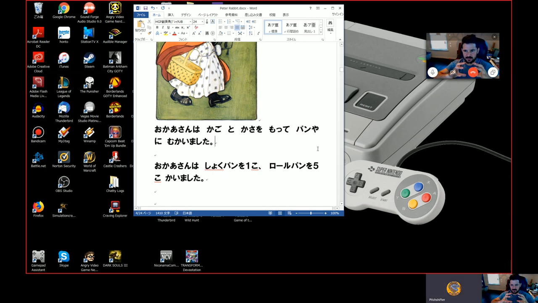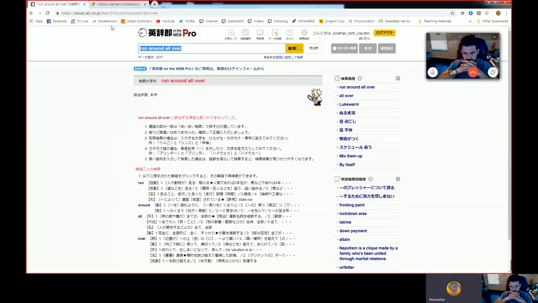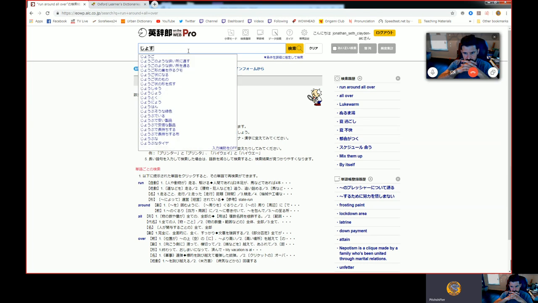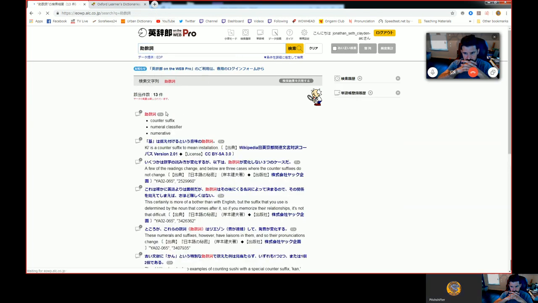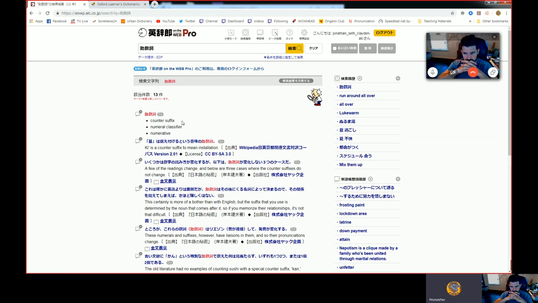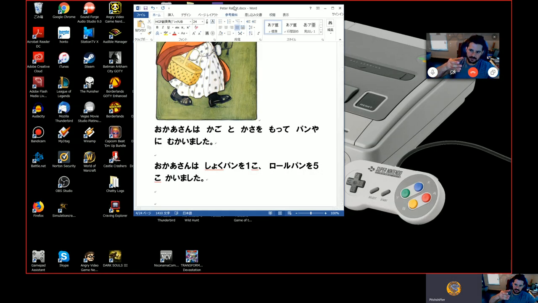And one more time, ko is a counter for objects. Yes, it's a. I don't know how to call it in English. Let me. So, counter suffix or numeral classifier. Okay, so like if I wanted to say beer, I would say hon. Beer ippon. If I want to say bread, I would say iko. Ko. And what would another thing I could say ko for?